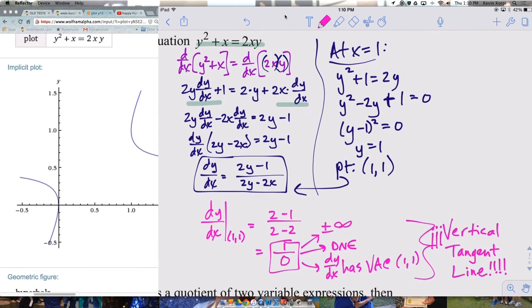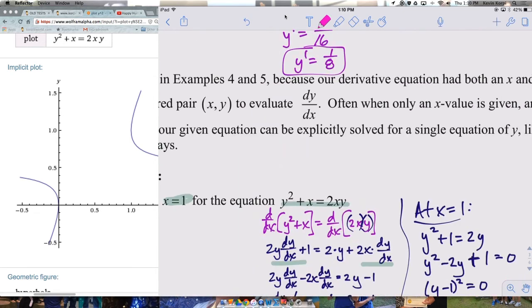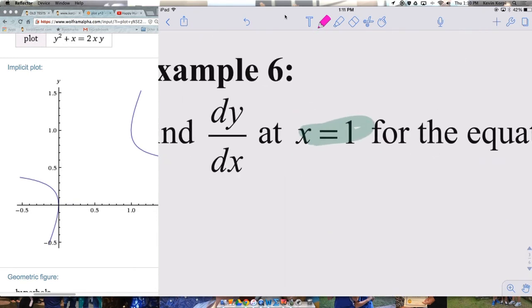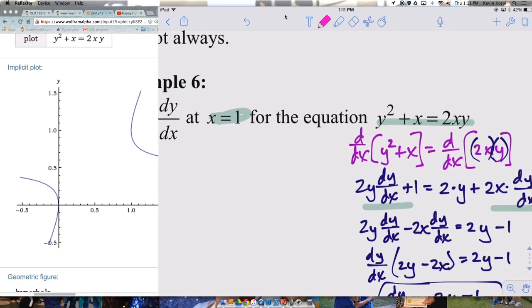So there's the derivative. And notice, in order to evaluate it, we need both a what and a what? An x and a y. Okay, hopefully they gave it to us. I really hope they did. Find the slope at x equals 1. And they didn't. Snap. Okay, no problem.